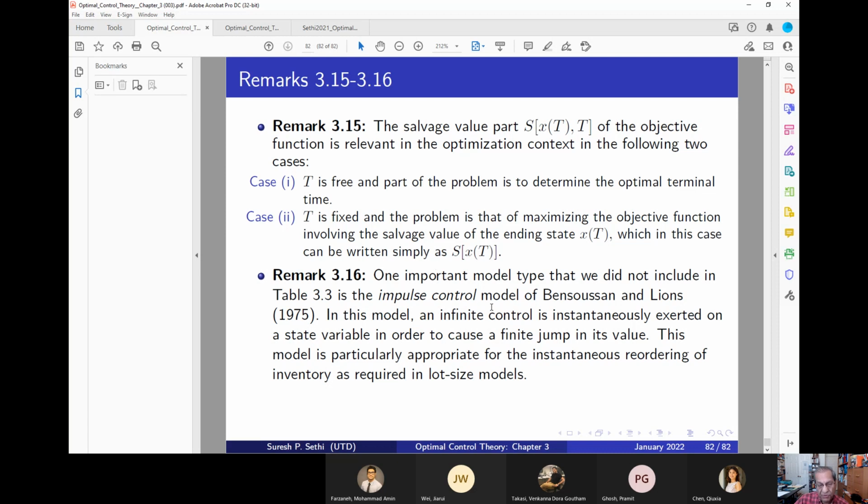And so we never go into impulse control, but there are papers that Bensoussan and I have written using impulse control in our field, and they are available. So anyway, this finishes chapter 3. We'll go to chapter 4.